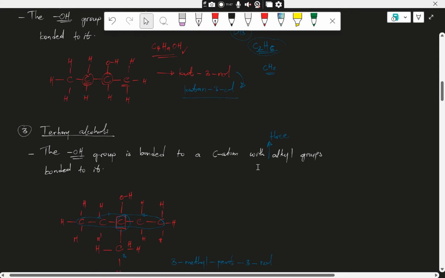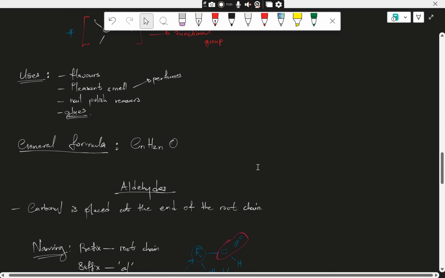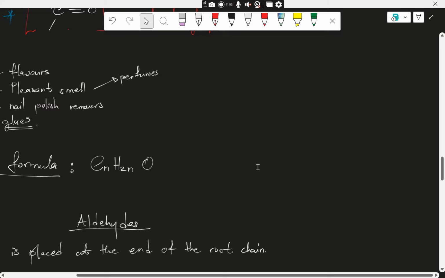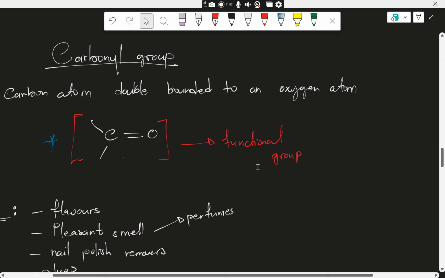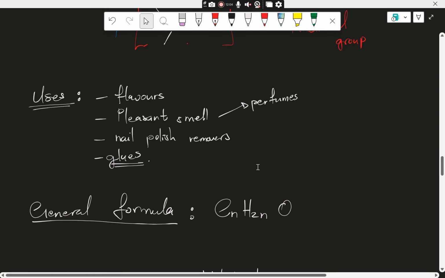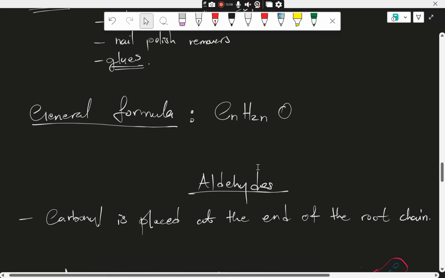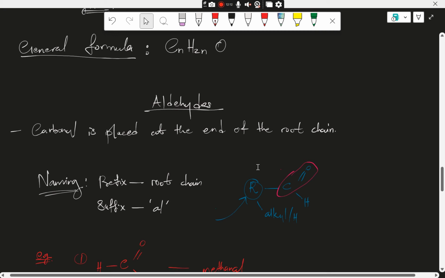So let's just recap. Okay, I've gone back too far. We looked at the carbonyl group, right? Which is just a carbon atom double bonded to an oxygen atom. Their use is that they can be used to make flavors, pleasant smells, and solvents, right? The general formula is CnH2nO. And then there's two types: there's aldehydes and then there's ketones.